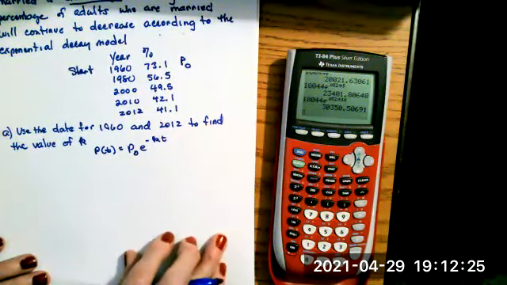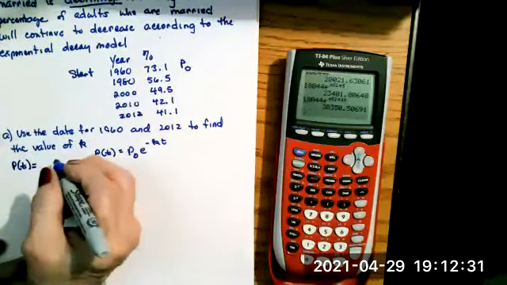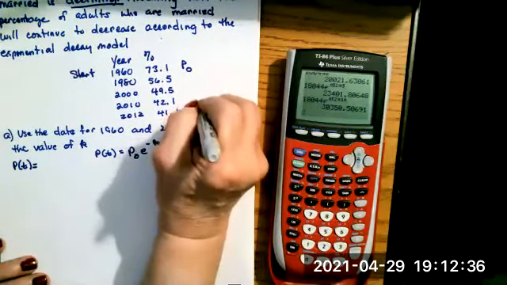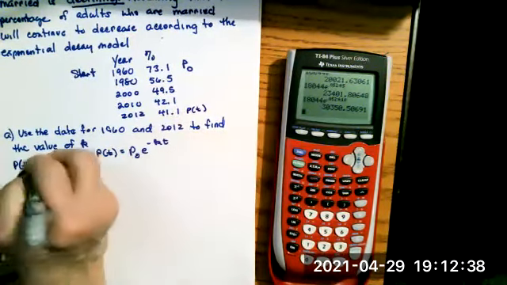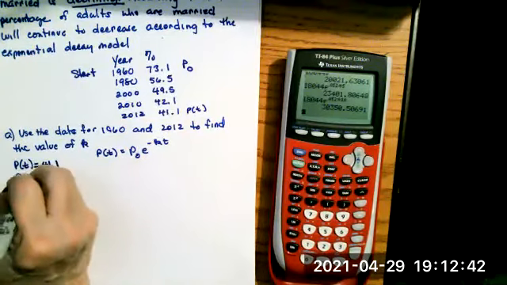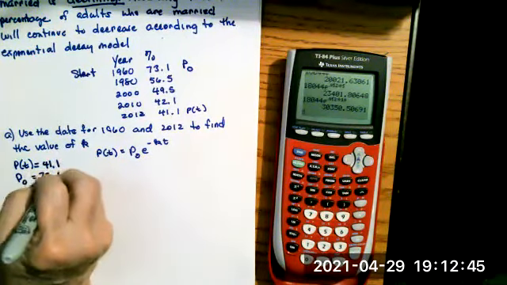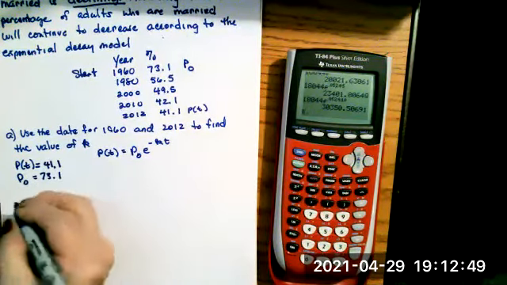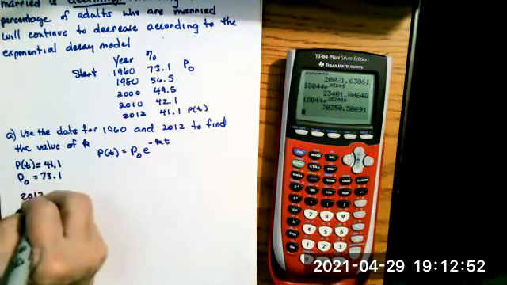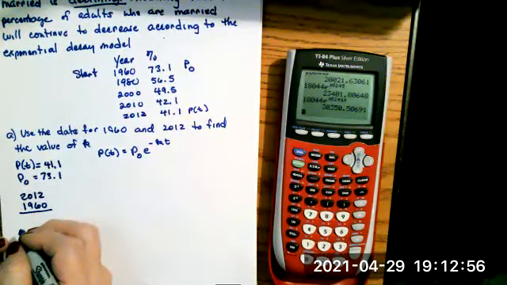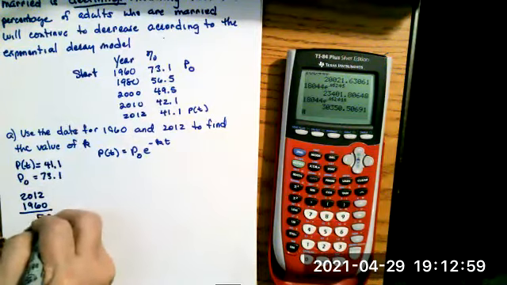For P of T. Is that a negative KT? Yes, because it's declining. For your P of T, you want this last value, 41.1. For your P of 0, of course, it's 73.1, and you can see it's declined. You've got 2012 and 1960. So when you subtract those two, you get 52 for your T.